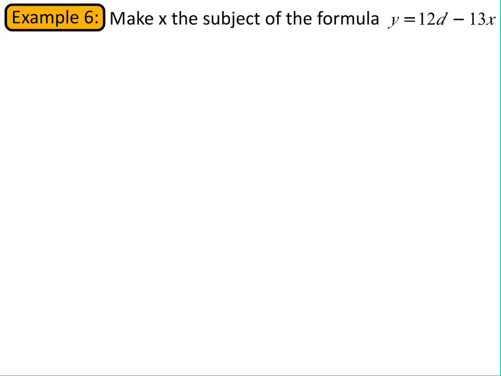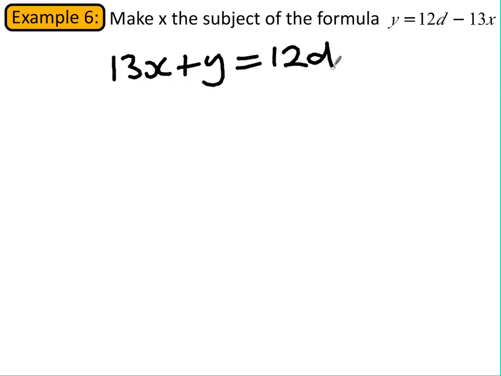Okay, making the x the subject here. Well, we'll start off by moving the x to the left-hand side at the beginning because it's negative. It's got a negative 13 attached. So I'm going to start by adding 13x to both sides. So 13x plus y would be on the left, and that would leave us with just a 12d on the right.